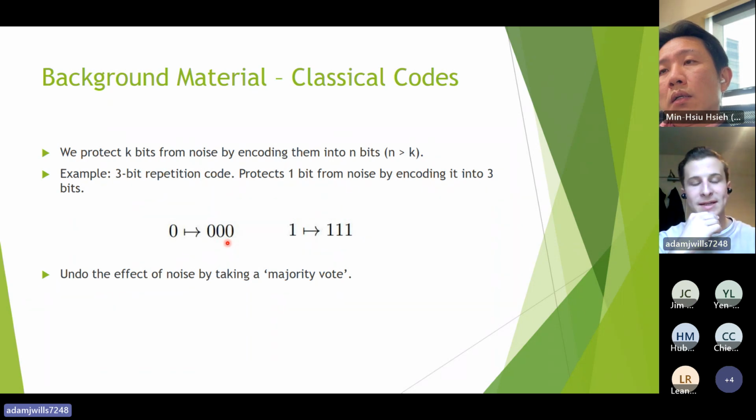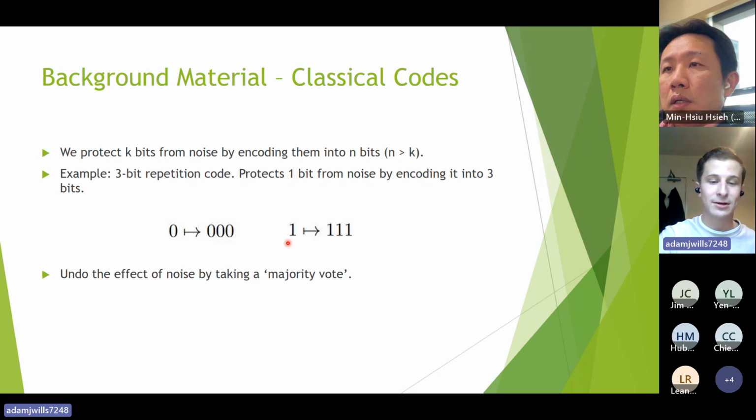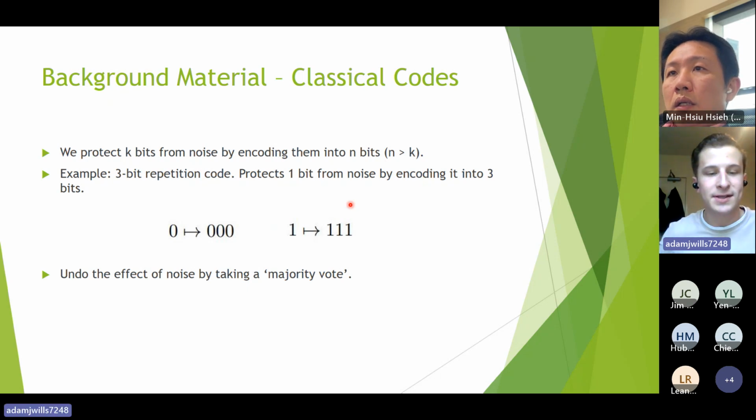So you're better protecting yourself from the effects of noise. Allow me to mention here, because it's going to come up later, that this is the 3-bit repetition code. The t-bit repetition code is exactly what you think it is: that is 0 encoded into t 0s and 1 encoded into t 1s. Now, where do parity check matrices come into this?